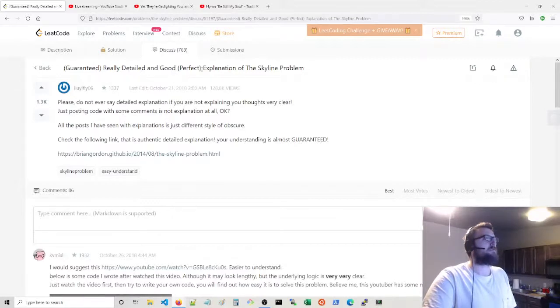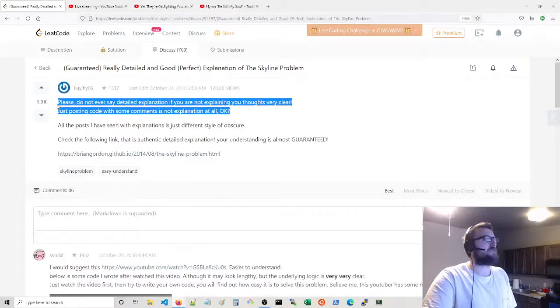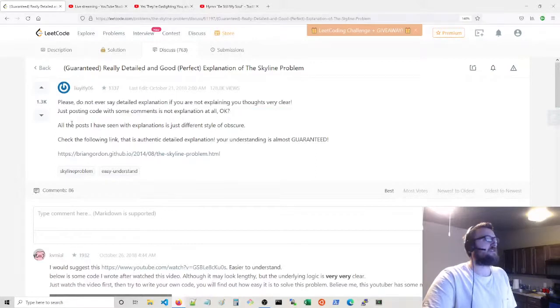Guaranteed, really detailed and good, perfect explanation. Please do not ever say detailed explanation. It's not explaining your thoughts very clearly. Just posting code with some comments, not explanation at all. Check the following link, then detailed explanation. Your understanding is almost guaranteed. Oh boy. Uh-oh. Scared.